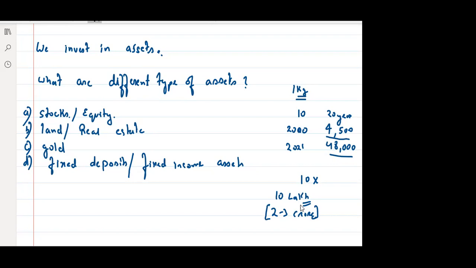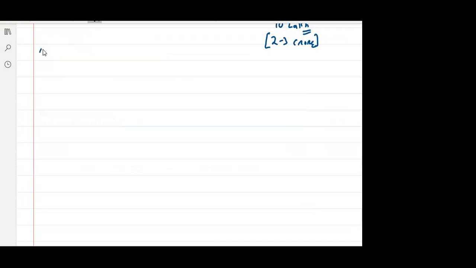So we will talk about different kinds of assets now. I guess it is clear what an asset is. We will talk about them one by one. So first, let us talk about fixed income.